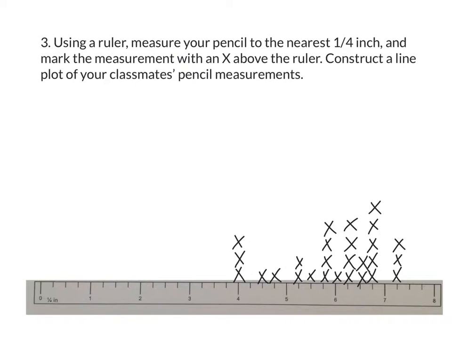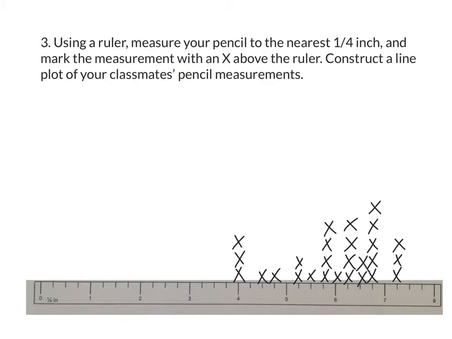Looking at this line plot, let's analyze it and see what we can tell. What's the longest length we have? 7 and 1/4. That's the longest we have. Turja was answering a different question. Which length comes up the most frequently? 6 and 3/4. Very good. What's the shortest pencil? 4 inches. So what's the difference between the longest length and the shortest length? 7 and 1/4 minus 4. 3 and 1/4 inches.